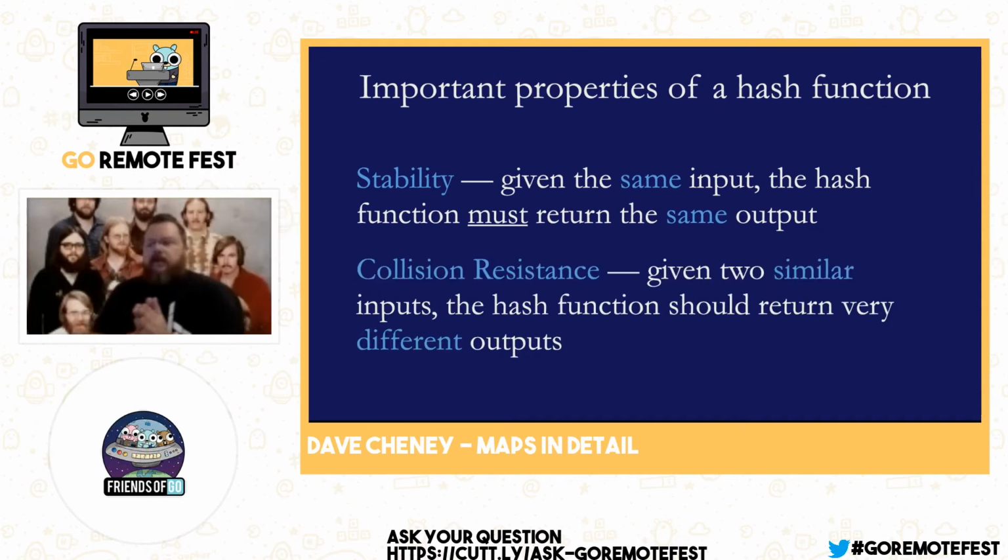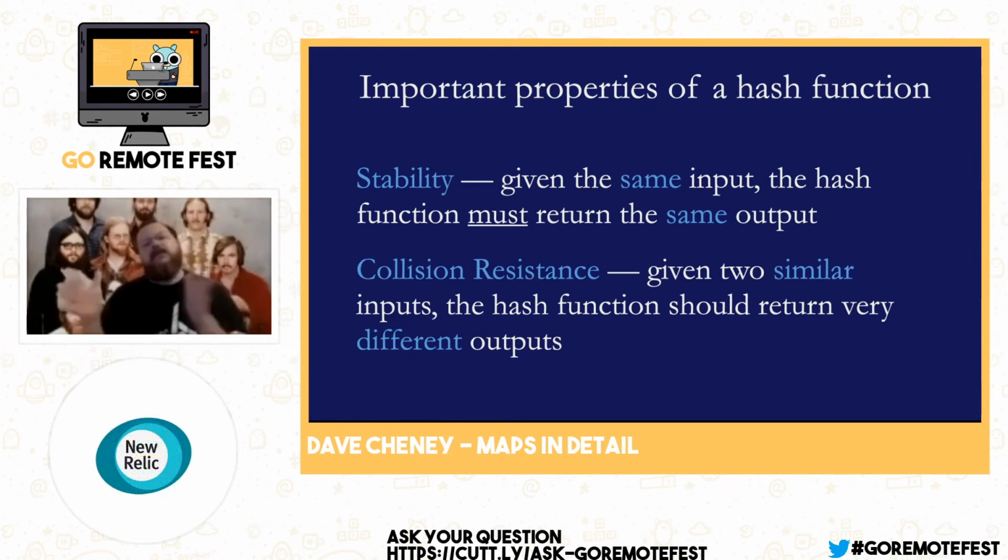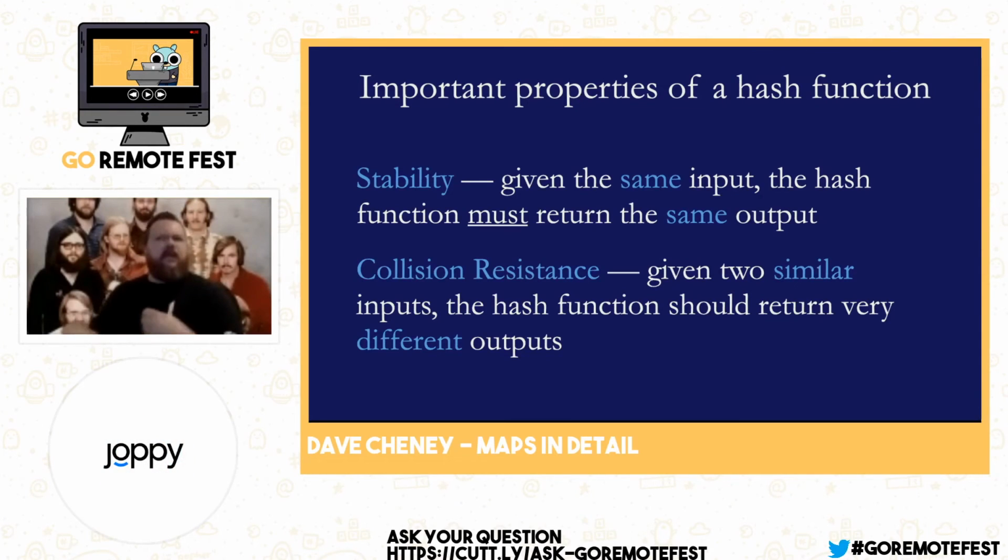The second property of the hash function, this is a much more subtle property, is collision resistance. Given two similar inputs, the hash function should return very different outputs. So for example, the result of hashing the number 1 and the result of hashing the number 2 should be wildly different. This is important for two reasons.